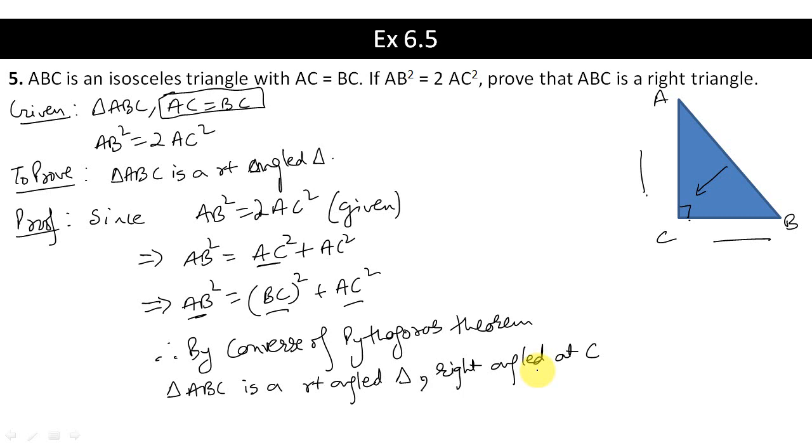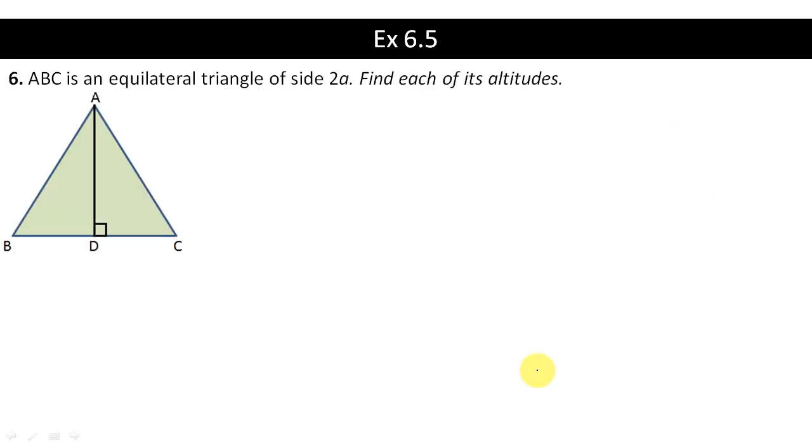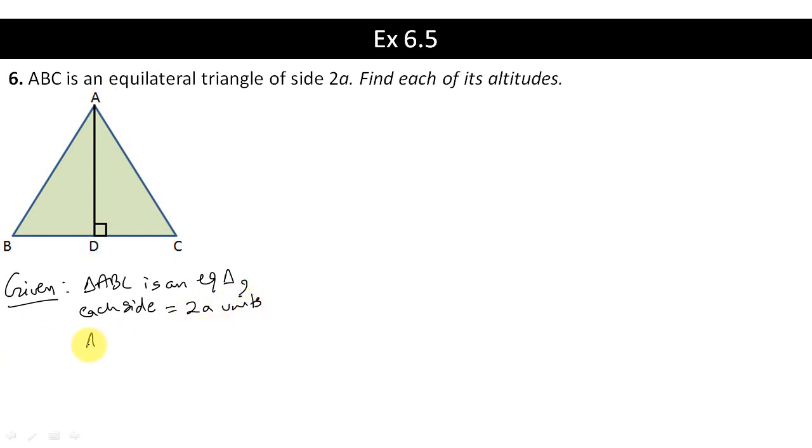Moving on to the next question, question number 6. ABC is an equilateral triangle of side 2A. So it is given that triangle ABC is an equilateral triangle in which each side, since all the sides are equal, is equal to 2A units. This is given. Also, it is given that AD is the altitude.